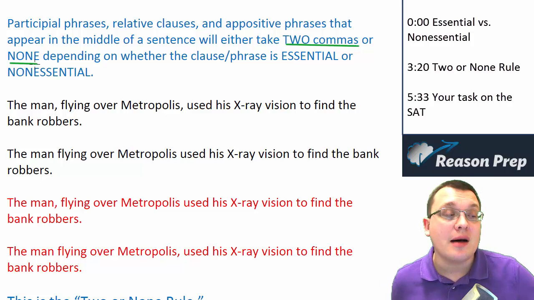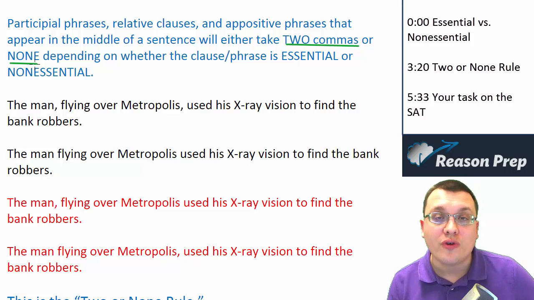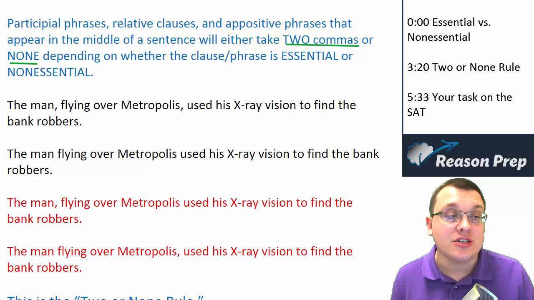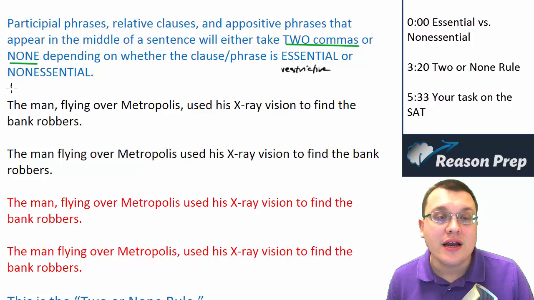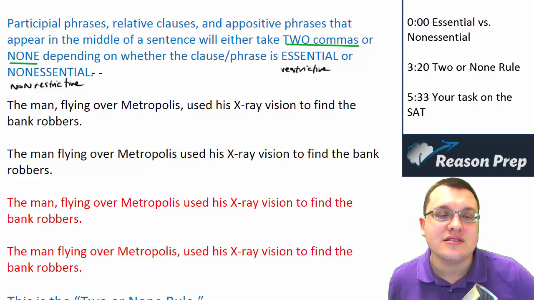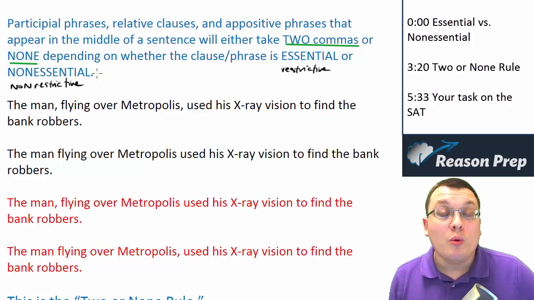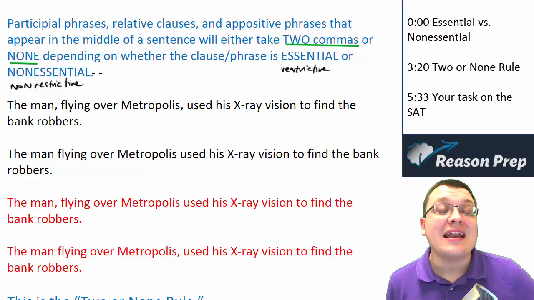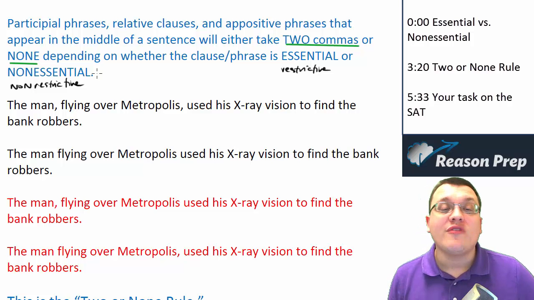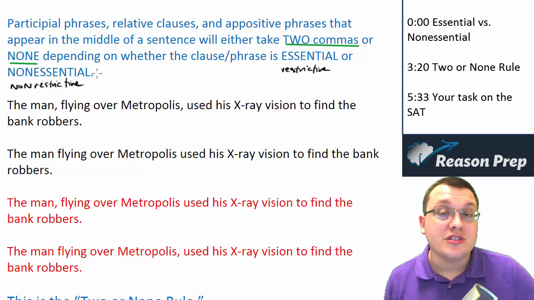Whether you use 2 commas or none depends on whether the clause or the phrase is essential or non-essential. Sometimes you'll see this as restrictive or non-restrictive, but I'm going to use essential and non-essential because it's more obvious what that means. So, what do we mean by essential or non-essential? If a phrase or clause is essential in a sentence, it cannot be left out without some ambiguity or loss of critical meaning to the sentence. If it's non-essential, it could be omitted without losing the central meaning of the sentence because it's essentially extra information that isn't essential to understanding the sentence.